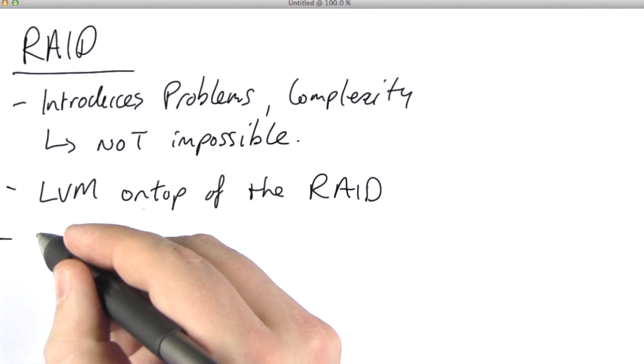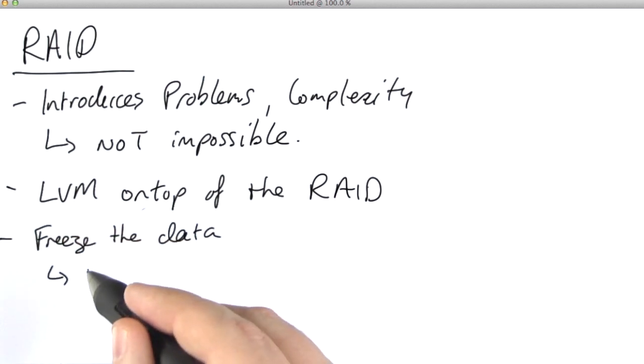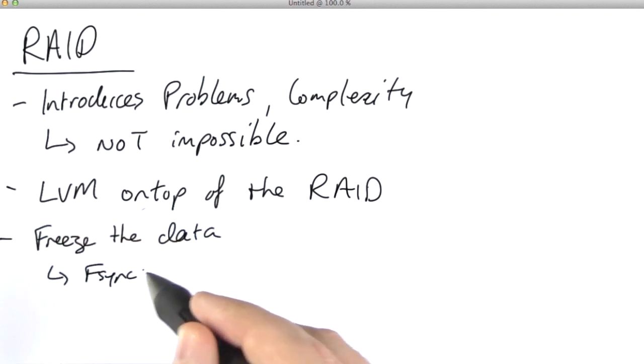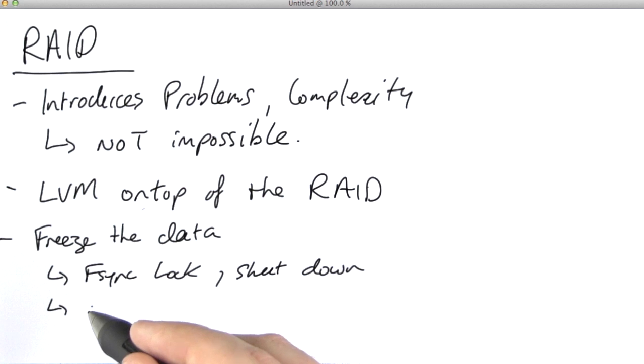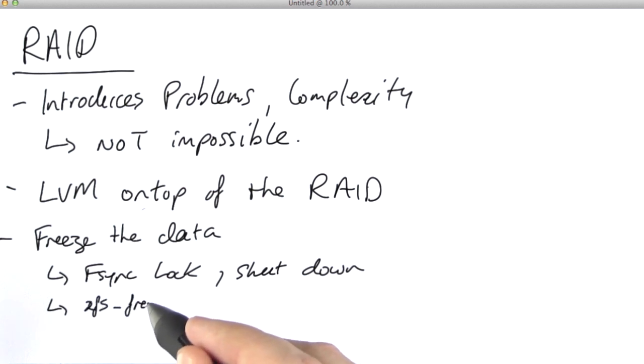Another option is to go back to the previous implementation when we were just using a file-based copy and to essentially freeze the data. There's a couple of different ways to do that. Obviously there's fsync lock on the database, or shut it down. Some file systems will give you the capability to actually freeze the file system. XFS does this with the XFS freeze command, for example, one of our supported and recommended file systems.